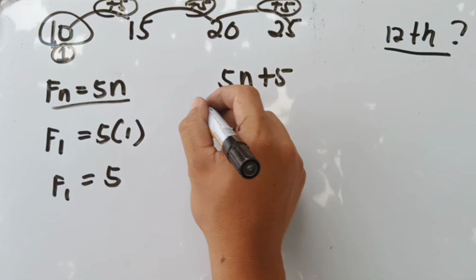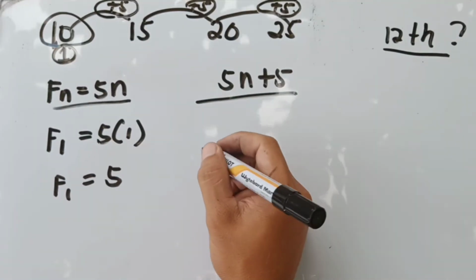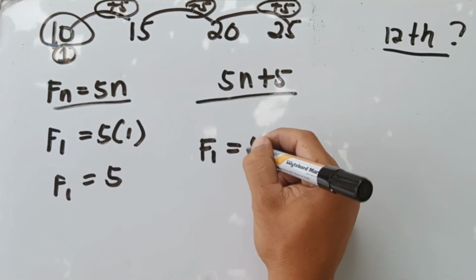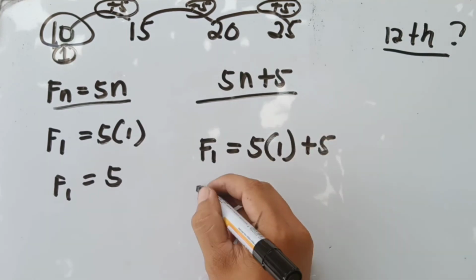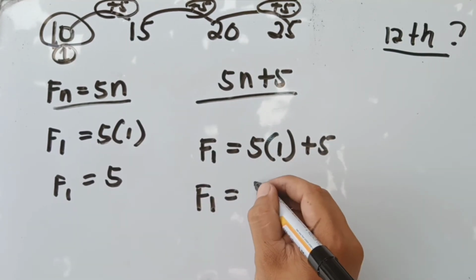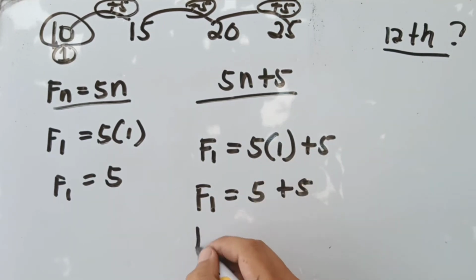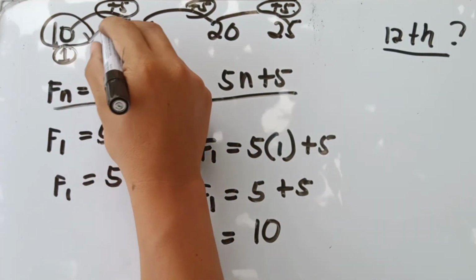Now, let us try to check if this formula will work now. So we have f sub 1 is equal to 5 times 1 plus 5. So we have f sub 1 equals 5 times 1 equals 5, plus 5. So our first term is equal to 10. So it is now correct.